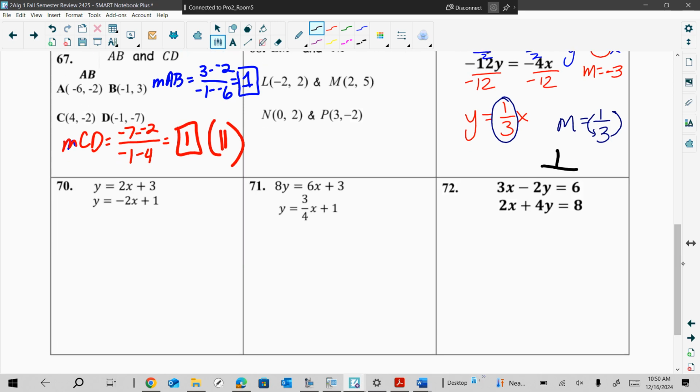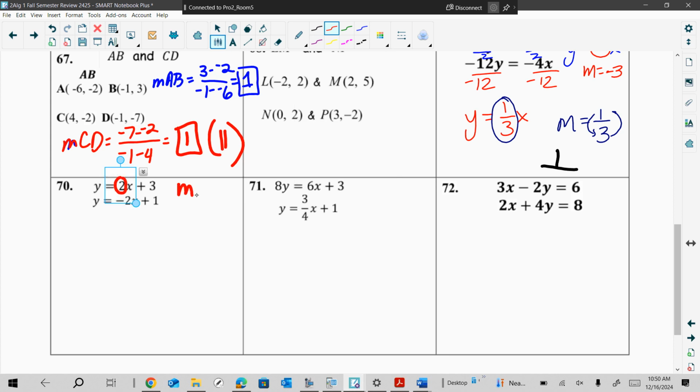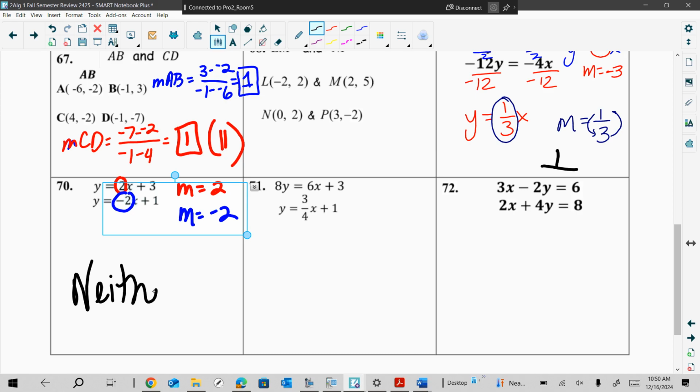So on 70 here, the equation's in the form I need it to be. There it is. Here's m for the first equation. Here's my m for the second equation. What type of lines would these be? Guys, yes. Abdullah, I need you to stop talking.